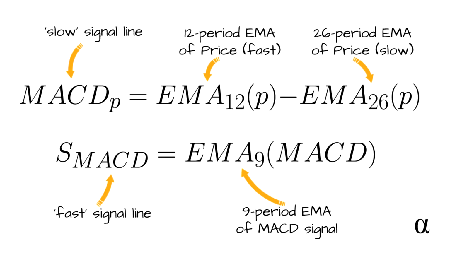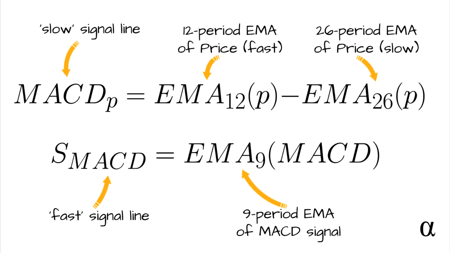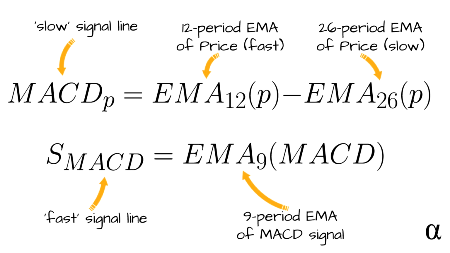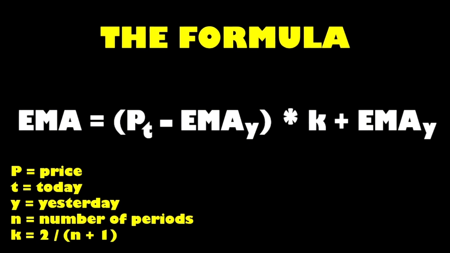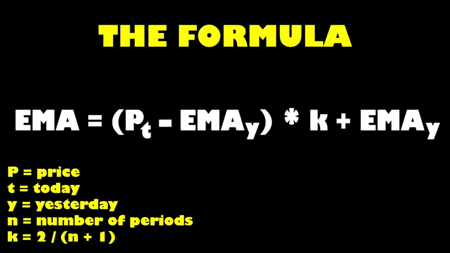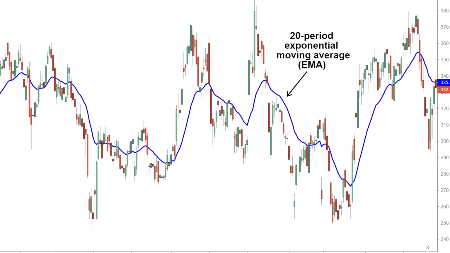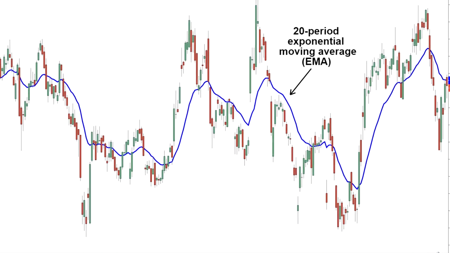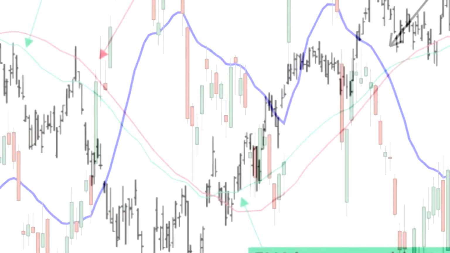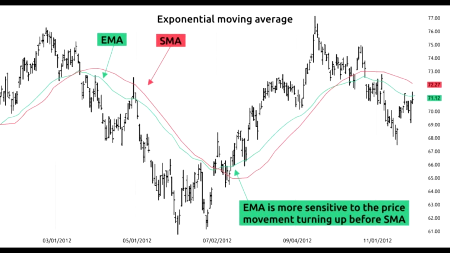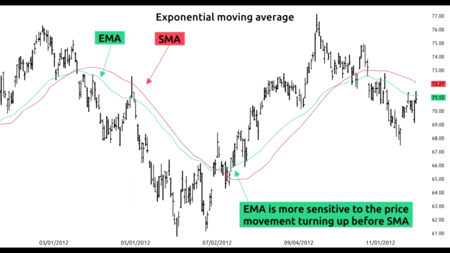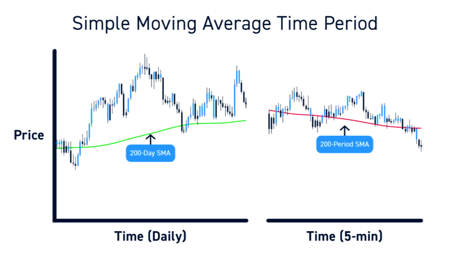MACD is calculated by deducting the long-term EMA from the short-term EMA, with 12 periods. Exponential moving average emphasizes recent data items. It's also called the exponentially weighted moving average. Exponentially weighted moving averages respond more to recent price movements than simple moving averages, SMAs.